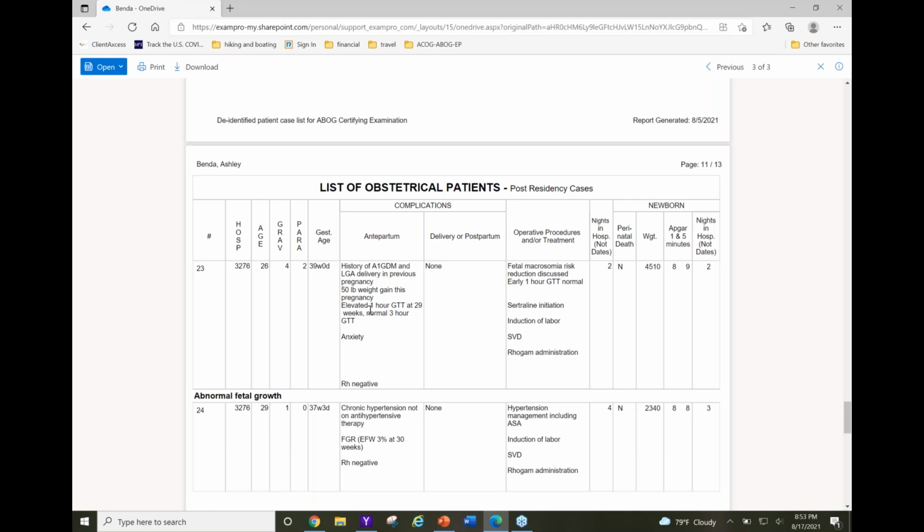Two other things I want to mention. When you lower the cutoff for the 1-hour, you do increase the sensitivity. Okay? It makes it easier to diagnose patients who have the disease. But you also increase the number of false positives.